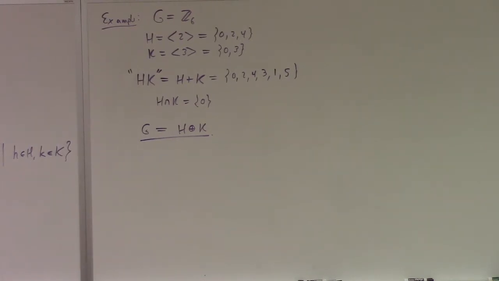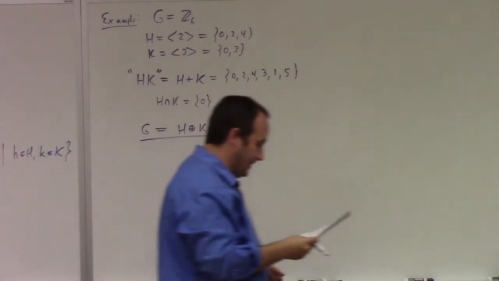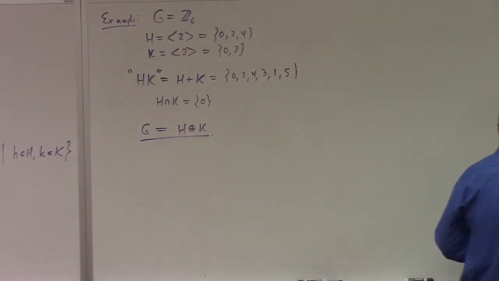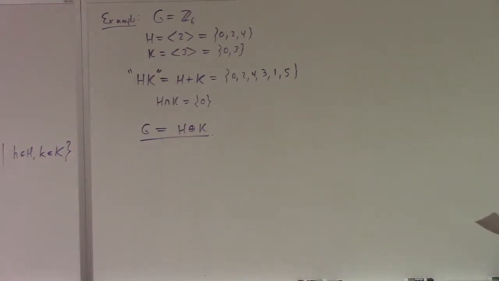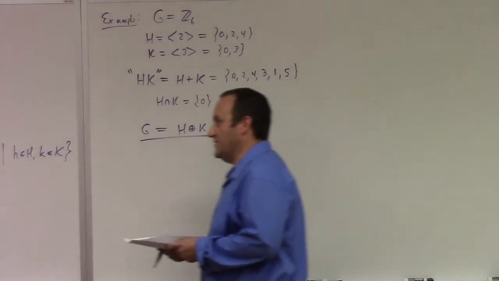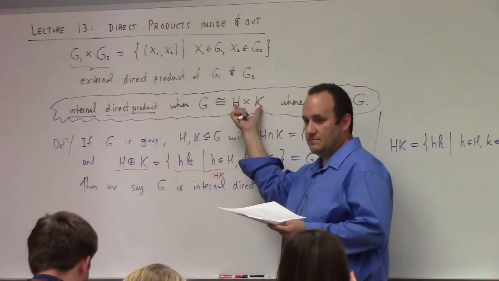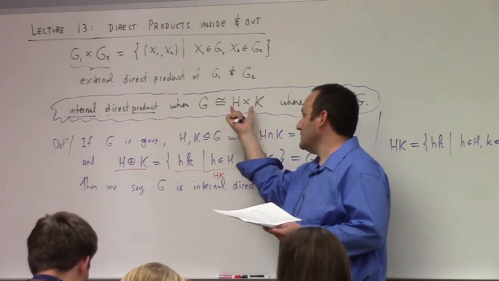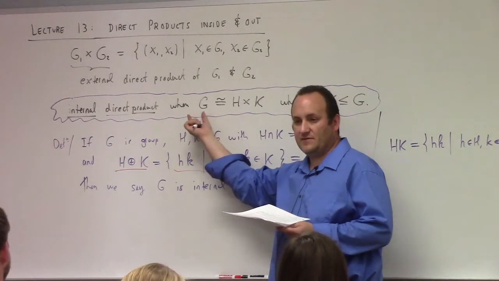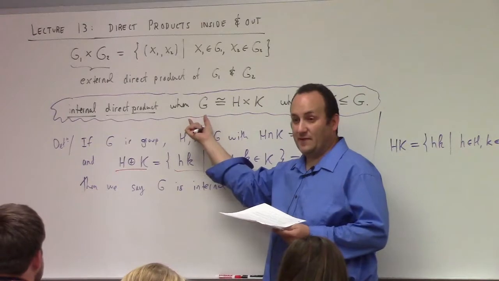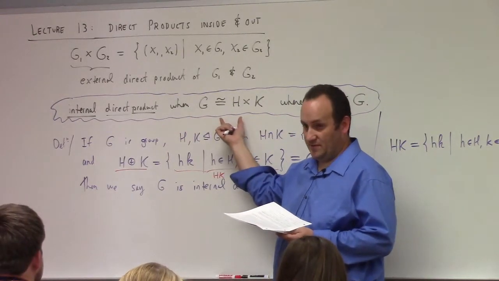Yeah. So when you say H cross K, do you mean that in the same way that you mean G1 cross G2? Because there's an isomorphism there. I'm not saying they're equal. Notice there's an isomorphism. But yes, when I say H cross K, I mean the direct product, the external direct product of H and K. So a group is the internal direct product of its subgroups if it's isomorphic to the external direct product of those subgroups.